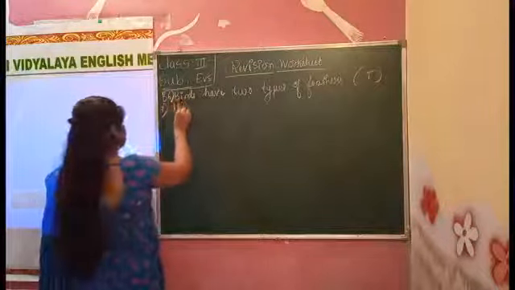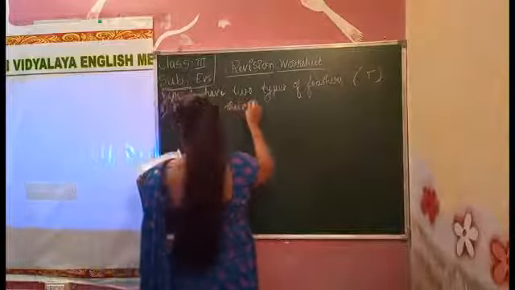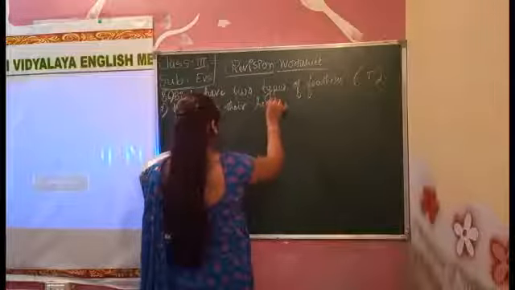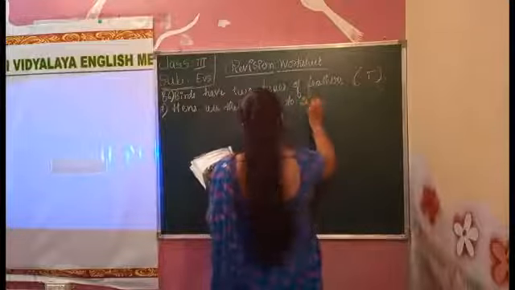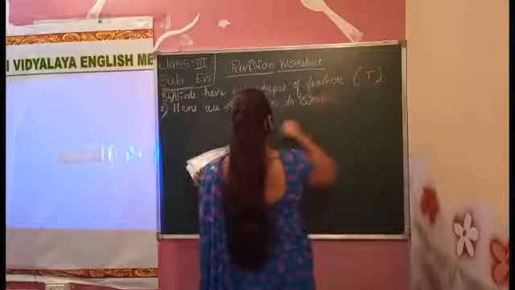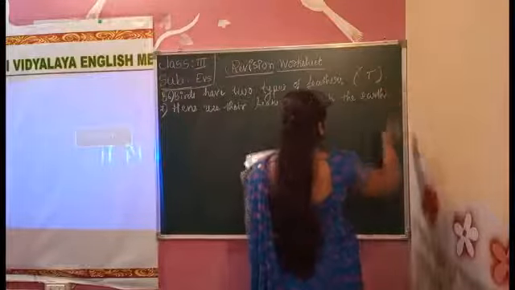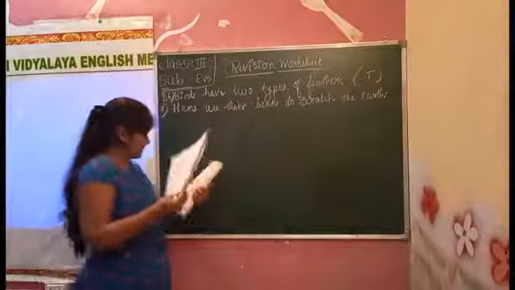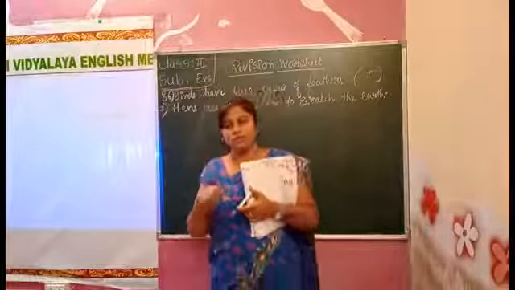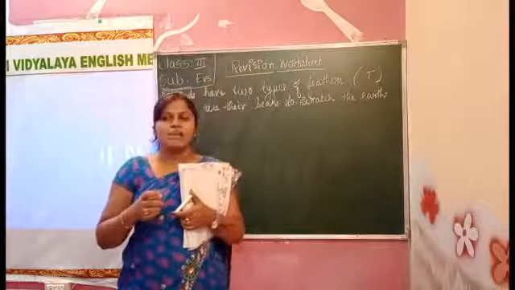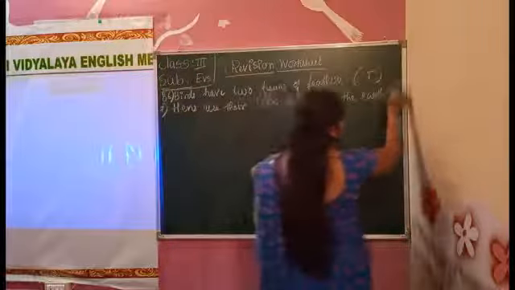Seventh one. Hens use their beaks to scratch the earth. So they scratch the earth and they eat the food, like caterpillars and insects. Okay, that is true.